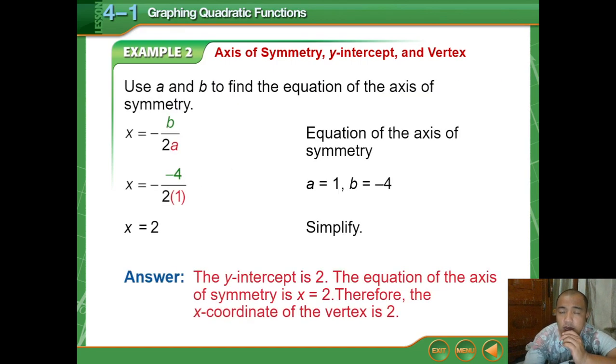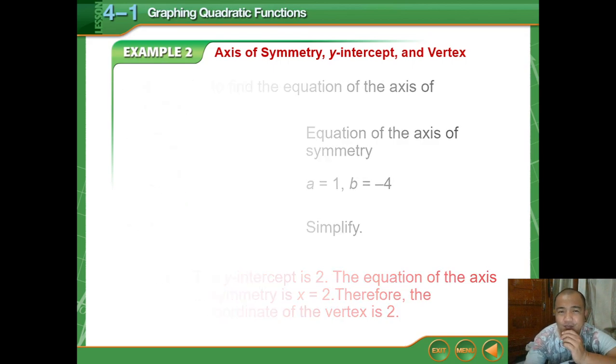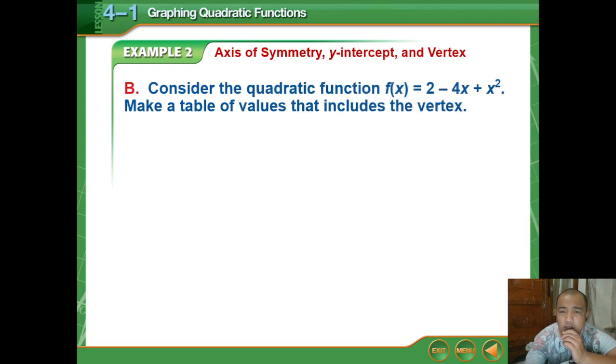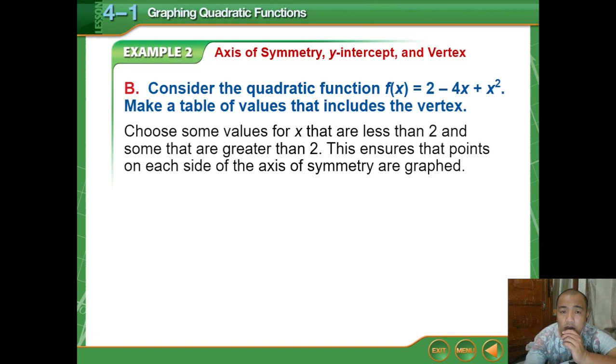In our previous lesson, you learned how to solve the y-coordinate of the vertex, which can be solved using the formula 4ac minus b squared over 4a. Or you can simply rewrite the equation in its vertex form. Now, consider the quadratic function f of x equals 2 minus 4x plus x squared. Make a table of values that includes the vertex. Choose some values for x that are less than 2 and some that are greater than 2. This ensures that points on each side of the axis of symmetry are graphed.